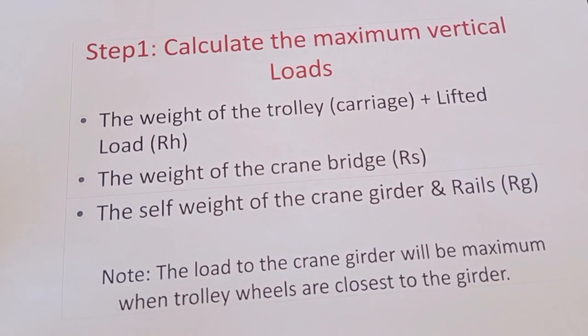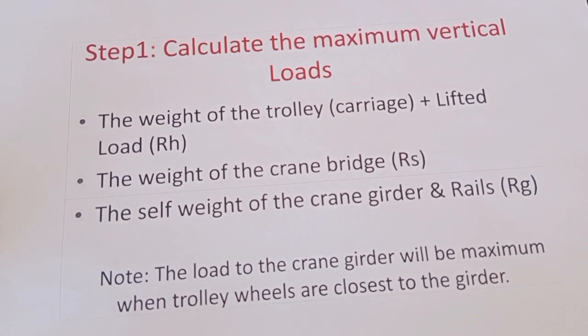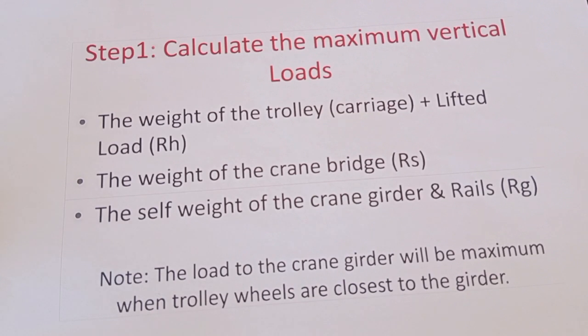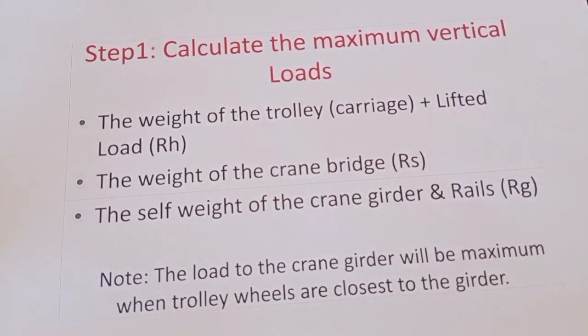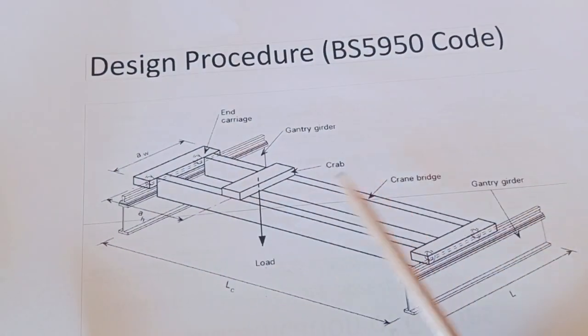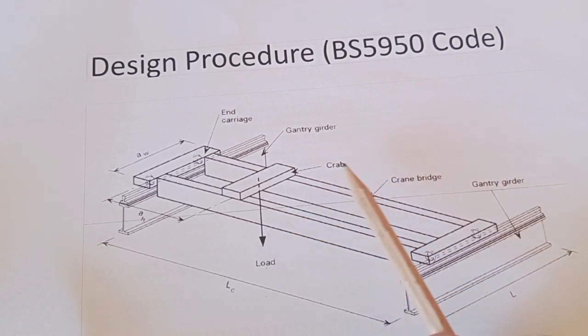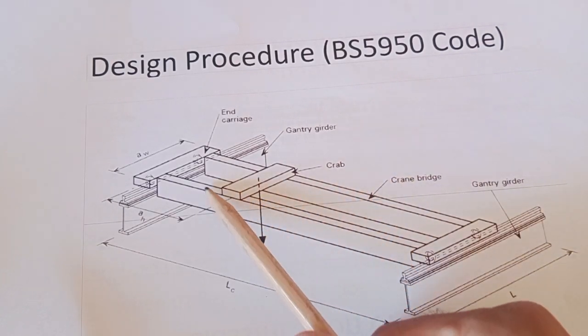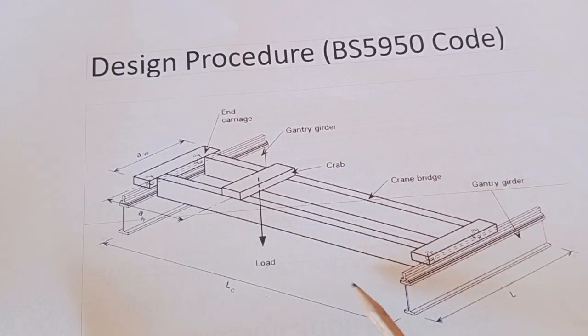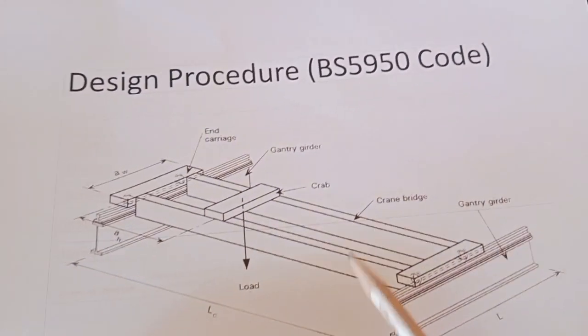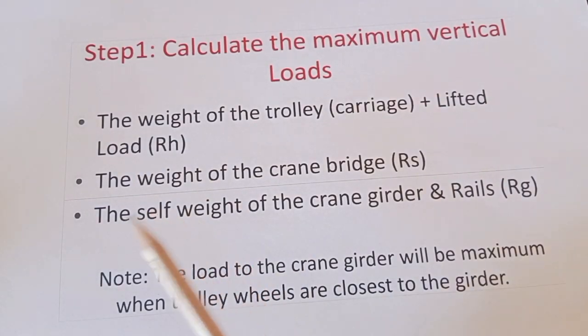The first step in calculations is calculating the maximum vertical loads. For load calculations, we have different items. We come back again to that slide. We have the lifting load here, the bridge, crab, end carriage, and rail load, and rail self-weight, and this beam self-weight. So we consider all these things in this arrangement.